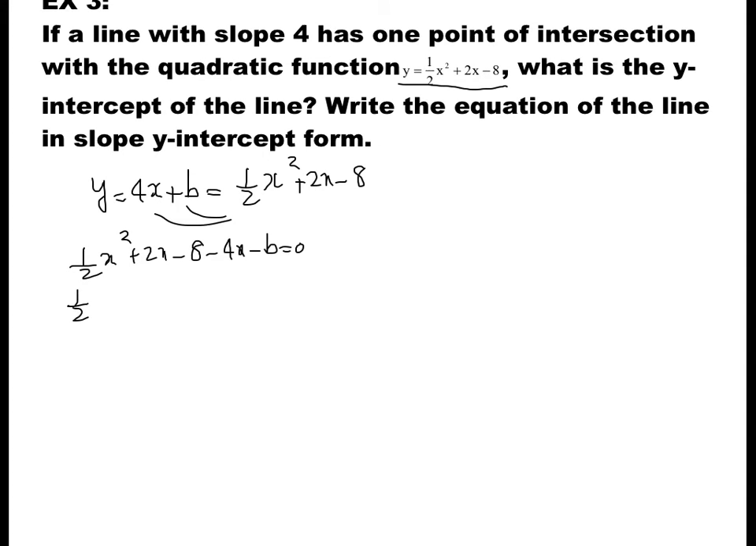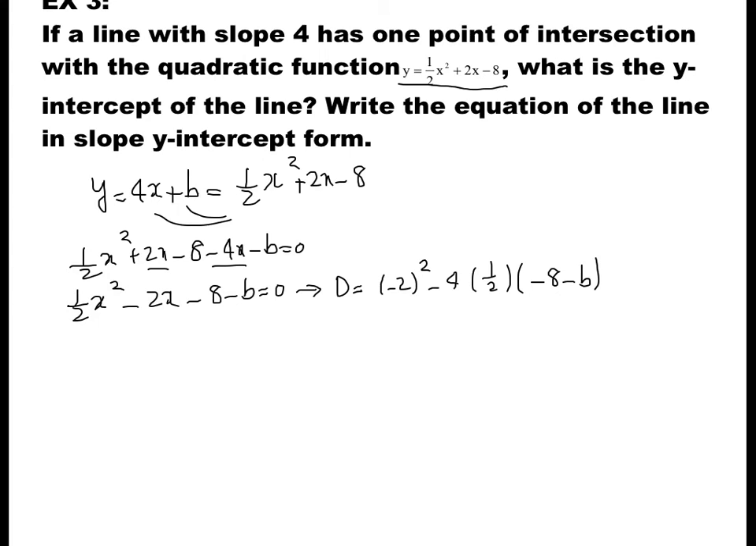Simplifying, we get one half x squared. 2x minus 4x gives me minus 2x, minus 8 minus b is equal to 0. Now we can find the discriminant. D is b squared, which is negative 2 squared, minus 4a times c.